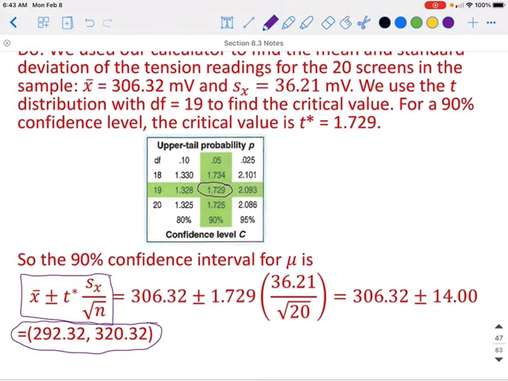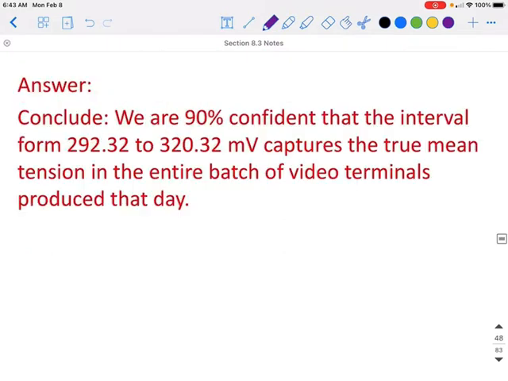320.32. The last step is always to conclude, and that's just to bring it back into context. So we are 90% confident that the interval from 292.32 to 320.32 millivolts captures the true mean tension in the entire batch of video terminals produced that day.